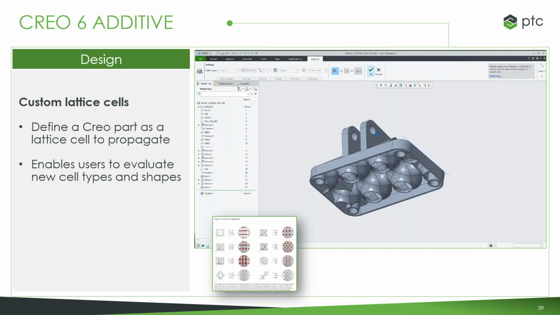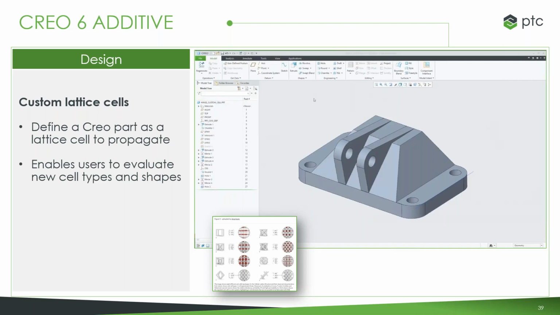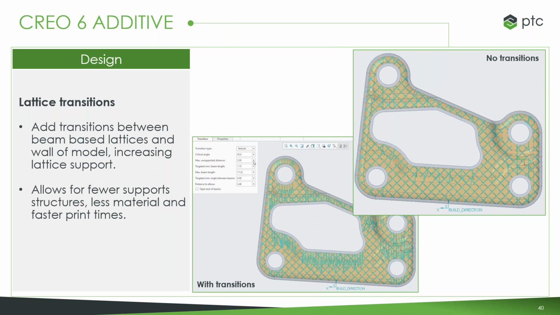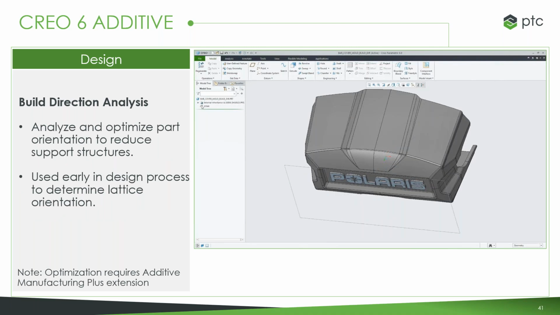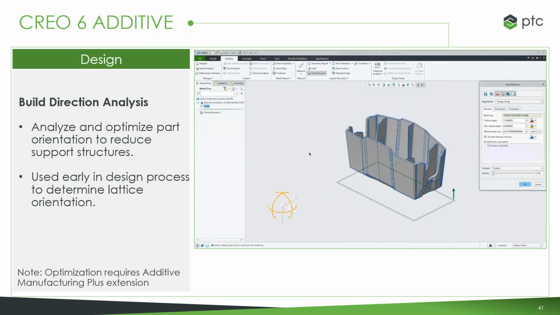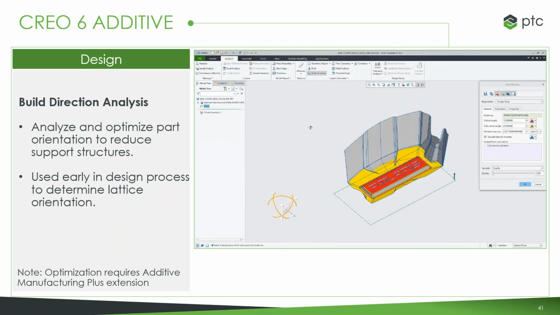There's also now been added lattice transitions, so you can transition the spacing between the lattices so that you can increase support in some sections and use less material in others. There's also now build direction analysis, which allows you to determine the optimal way to orient the part inside of the printer to reduce the support material used to print that part. And if you use it early in the design process, it can help determine that lattice orientation that you would like.